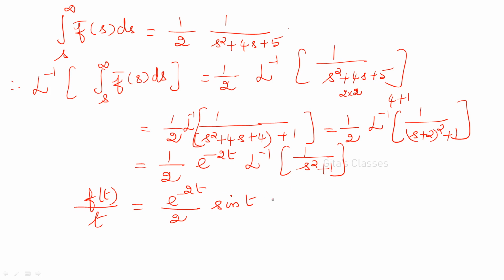What do you need? f of t, right? L inverse of f bar of s we require, that is f of t. We want f of t. So f of t is equal to, bring this t to the right hand side. So t into e power minus 2t divided by 2 into sin t. Okay, this is the answer. t into e power minus 2t by 2 into sin t.